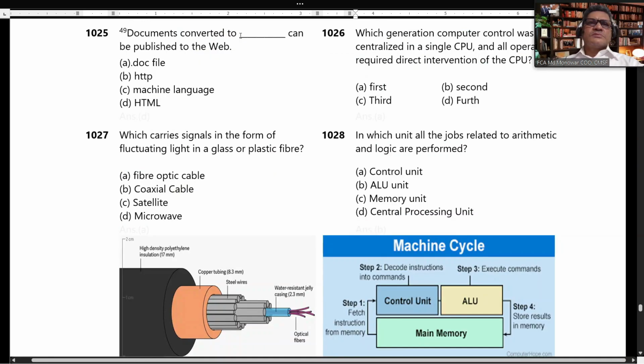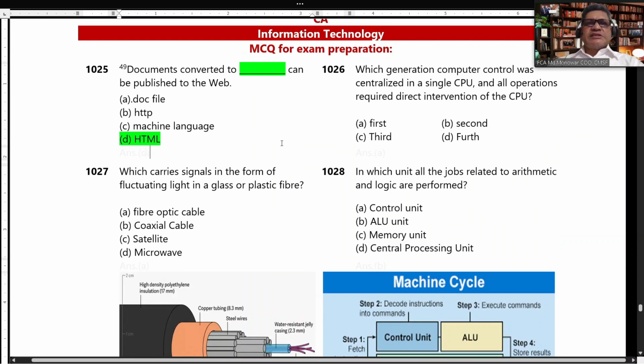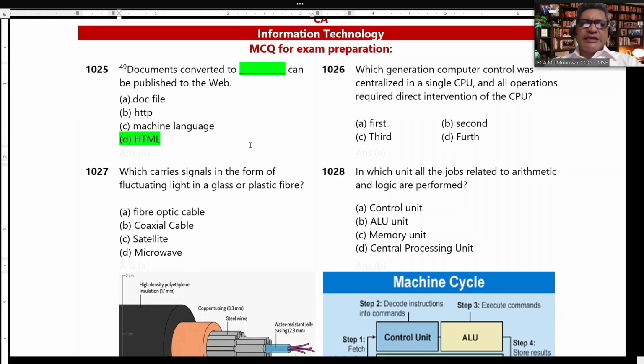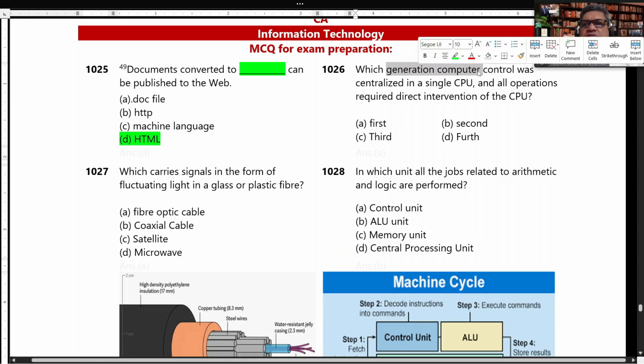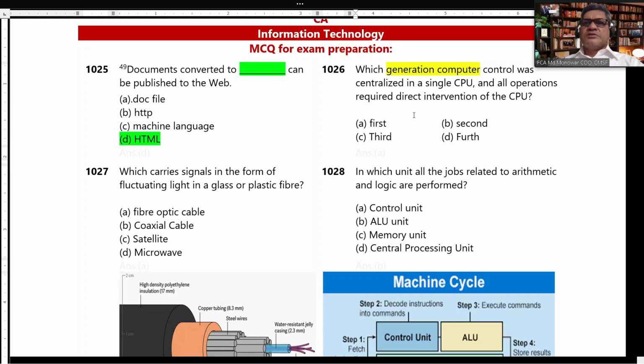Answer A. A document converted to HTML can be published to the web. We know HTML is the language for web publishing. Answer D. Which generation of computer control was centralized in a single CPU and all operators require direct intervention of the CPU?